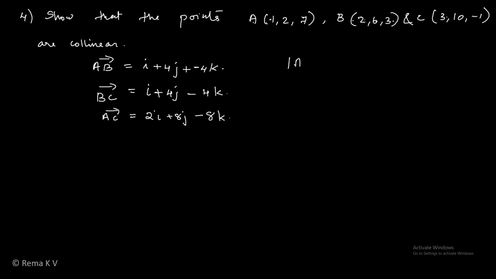Now we have to find the modulus of each of these. What about the modulus of vector AB? It is root 33. The same will be the modulus of vector BC. That also will be equal to root 33.